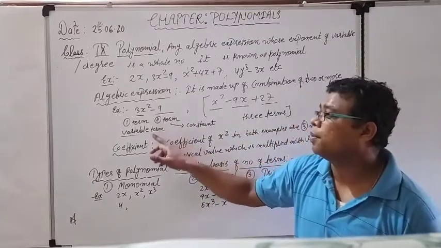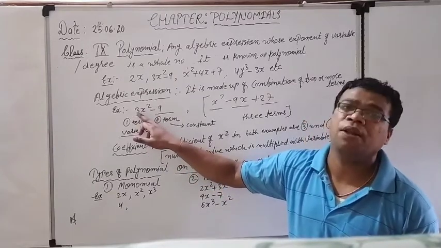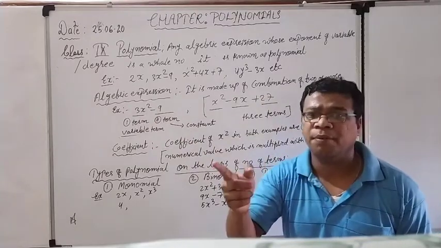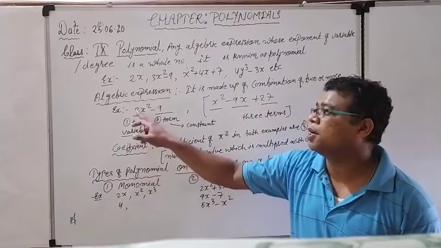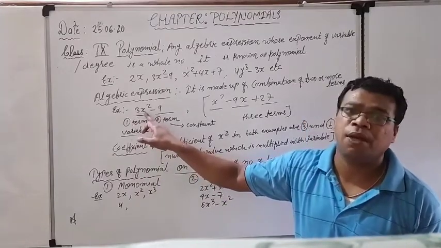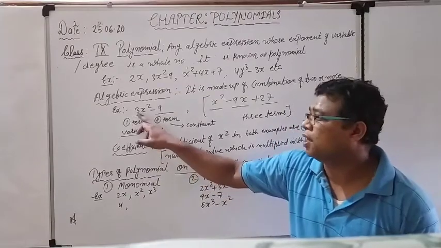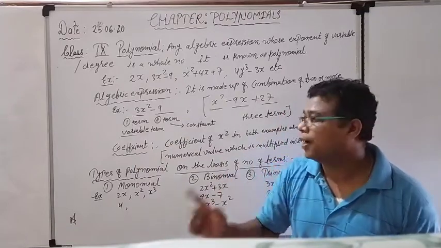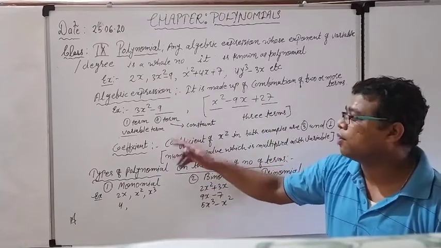Now how is the variable term formed? If there is a multiplication between any number and the variable, such a term is known as a variable term. You can see there is a multiplication of 3 with x square. So the variable here is x, and it is multiplied with 3, and that 3 is the numerical value of x square. It is known as the coefficient also. Okay, I will deal with it next time, after that.